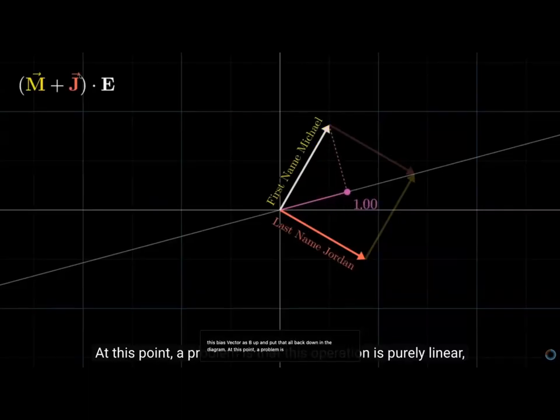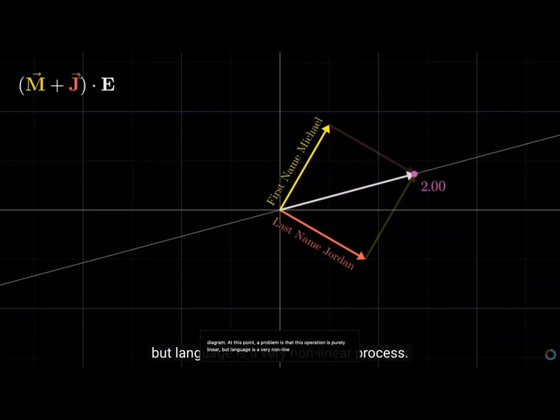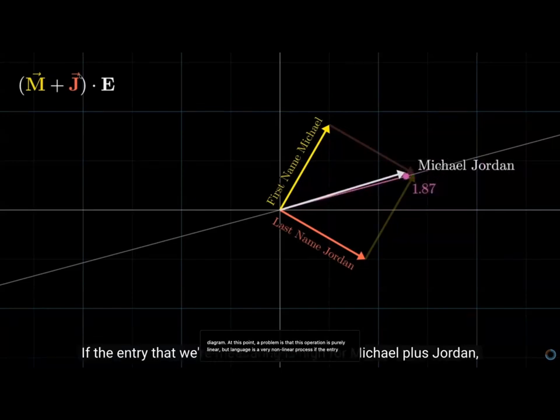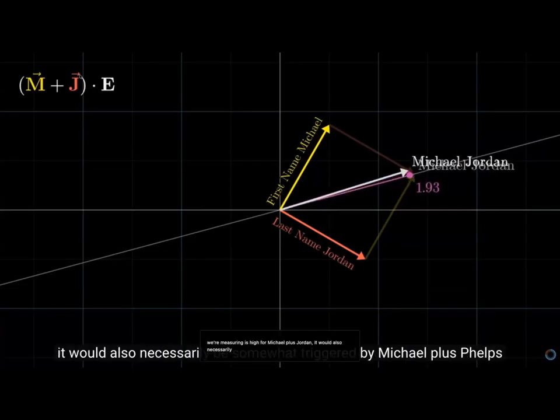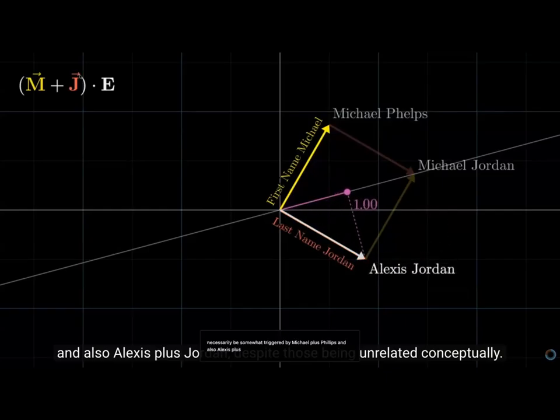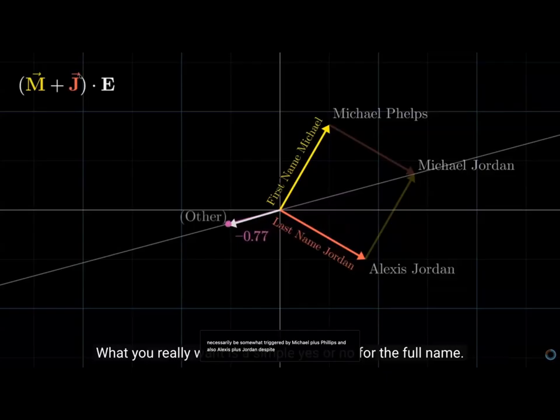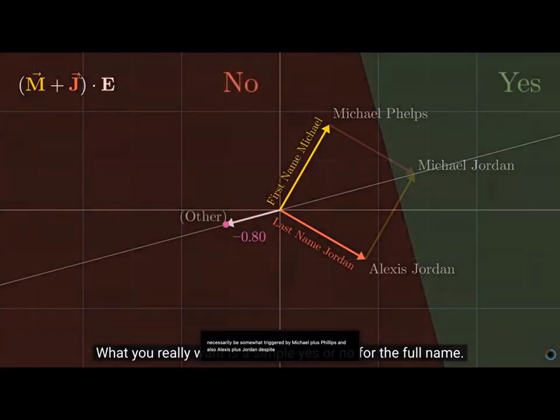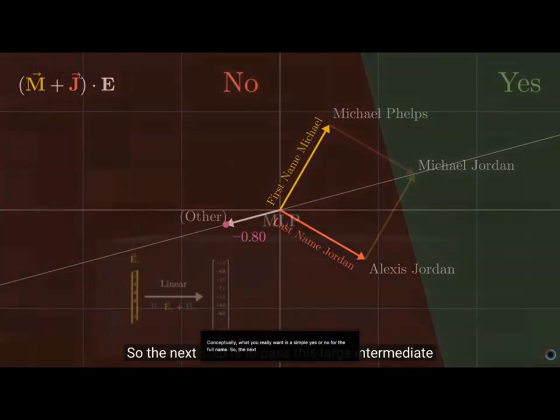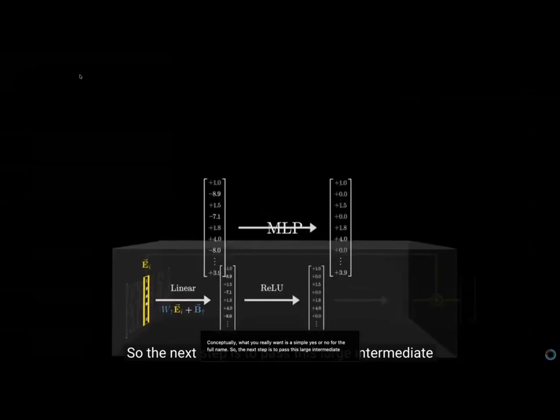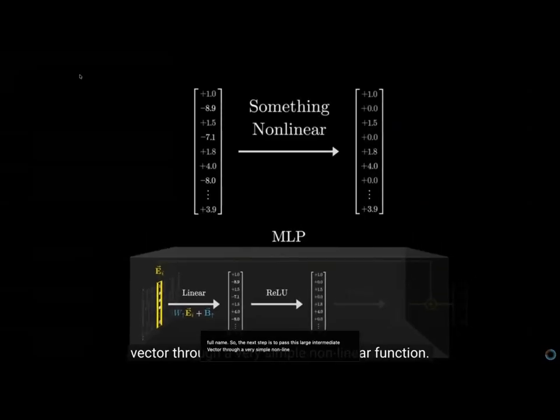At this point, a problem is that this operation is purely linear, but language is a very non-linear process. If the entry that we're measuring is high for Michael plus Jordan, it would also necessarily be somewhat triggered by Michael plus Phelps, and also Alexis plus Jordan, despite those being unrelated conceptually. What you really want is a simple yes or no for the full name.